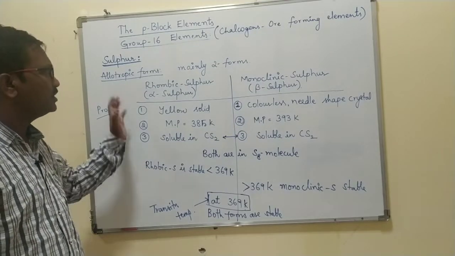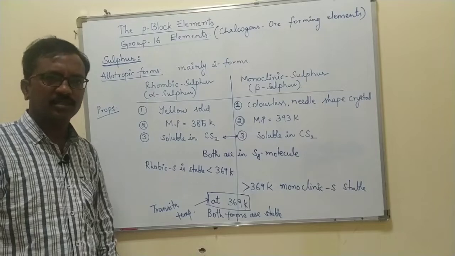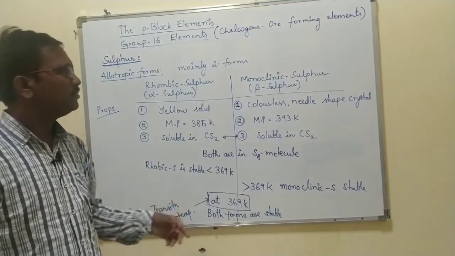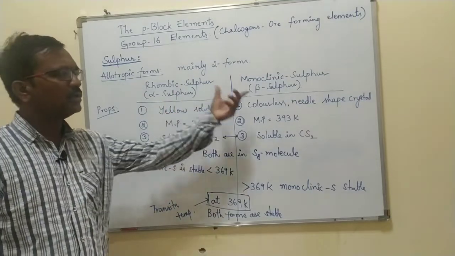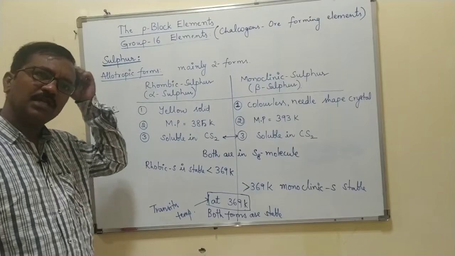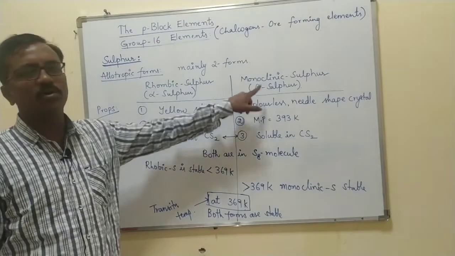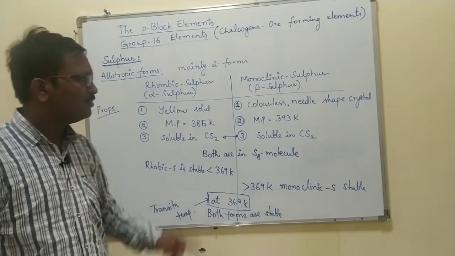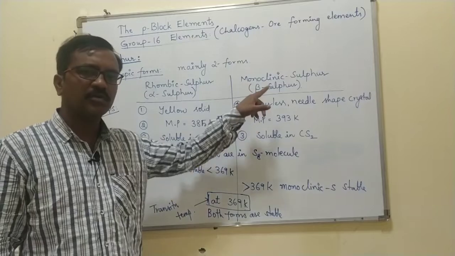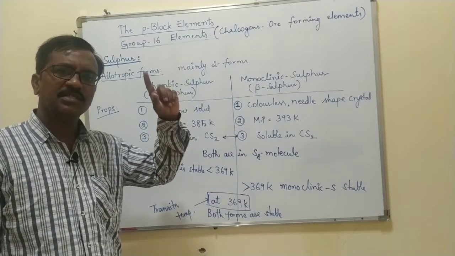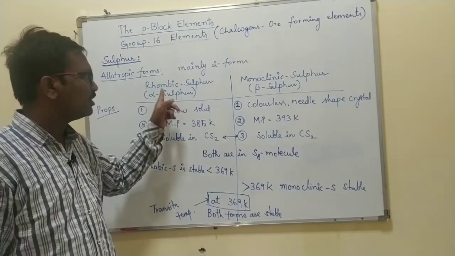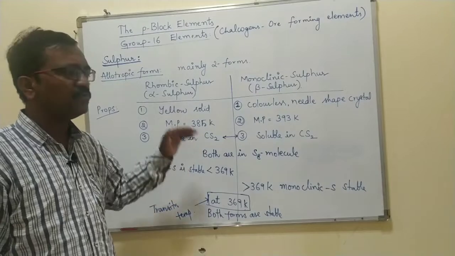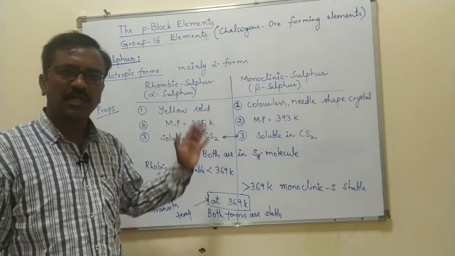So it mainly exists in two forms. One is rhombic sulfur, the second one is monoclinic sulfur. What rhombic and monoclinic mean, you will study in the solid state chapter. It is a crystal structure; based on crystal structure they have given these names. No need to worry about it now.